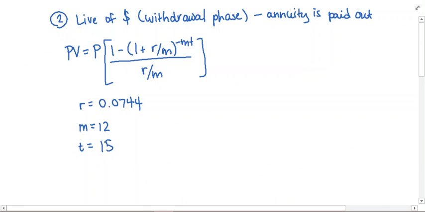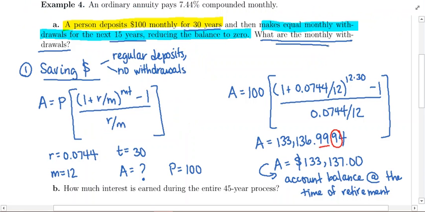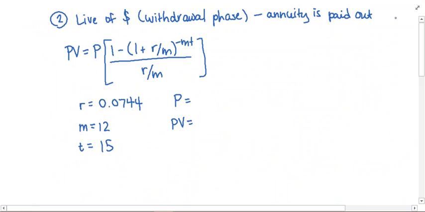Okay, so time will be 15 years here. That leaves us with P and PV. One of these we know, the other we have to calculate. If you go back to the question, we are trying to figure out the monthly withdrawals. In that formula, P is the amount of each paycheck to the recipient, so we're actually looking for the P value here.